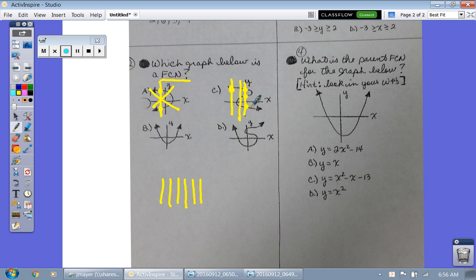You'll see that we hit the graph more than once, that is not a function. If I do the vertical line test here, you can see it hits the graph more than once. That is not a function. And we know that this quadratic, that is a function. I'm only hitting the graph once, so my answer is B.